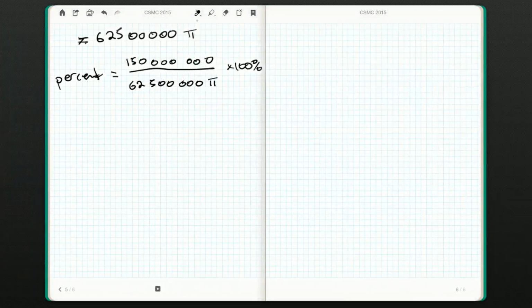Well, to make this a little easier on myself, I can notice that I've got 5 zeros down here, and that can cancel with 5 zeros up here. 1,500 divided by 625, that's 2.4. So really this is 2.4 divided by pi, times 100%. So that makes it a lot easier, canceling out at least the zeros. So 2.4 divided by pi, I get about 0.7639.